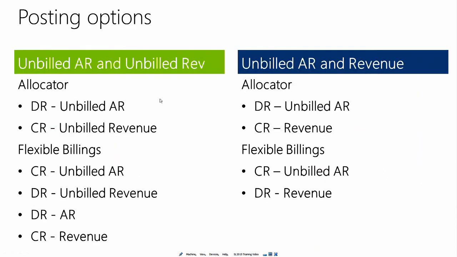We have 2 posting options when it comes to how Allocator posts and billing posts. From a simple perspective, when we think of accounting, the common posting would be debit to accounts receivable and credit to revenue. If we are using Allocator, typically we would want to not go directly to AR and revenue, because timing-wise we have not sent out that invoice yet. So instead we would rather generate a posting to unbilled AR and unbilled revenue, so that later when the invoice is created we would relieve unbilled AR and unbilled revenue.